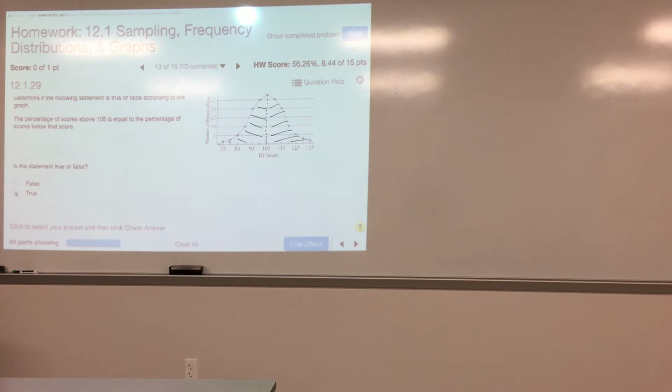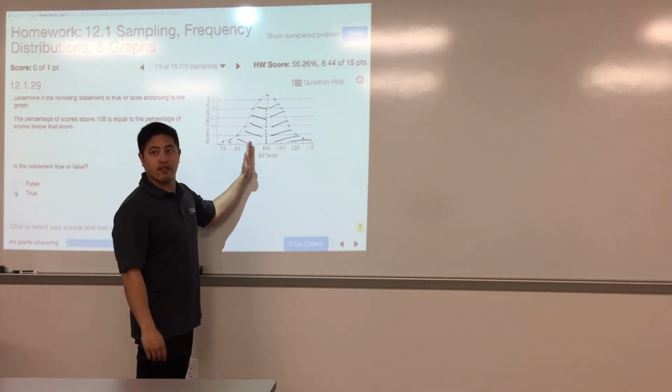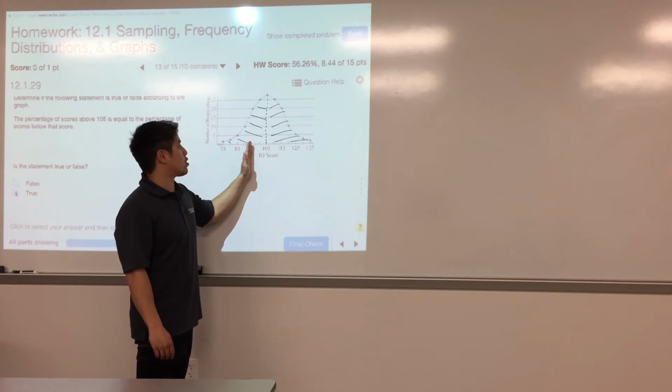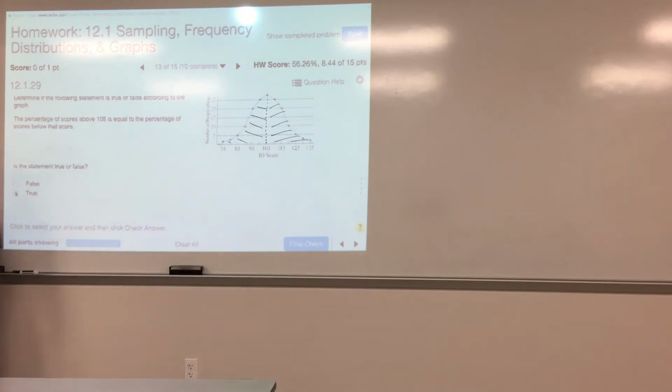Now your problem might be different. If they said the number of scores above 95 is equal to the number of scores below, it would be false. Okay, so this is indeed true.